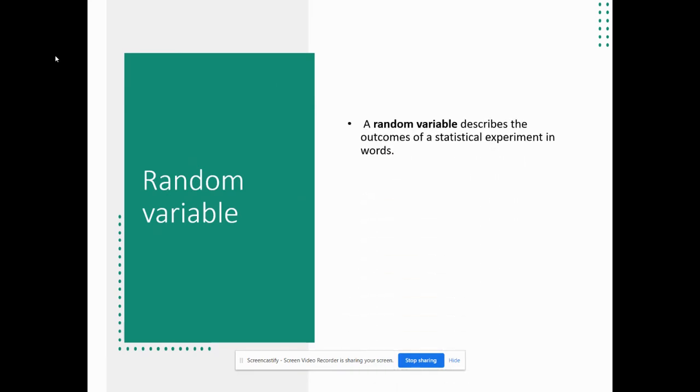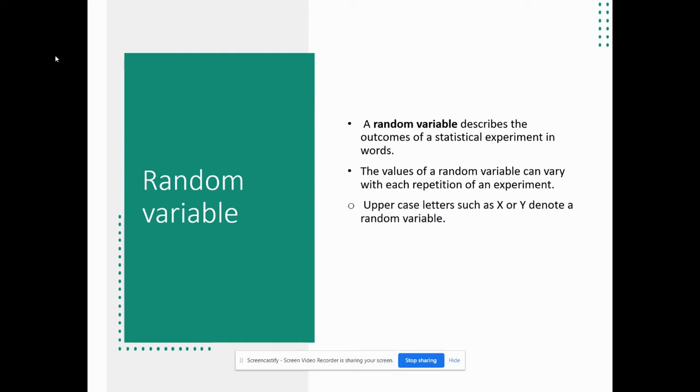A random variable describes the outcomes of a statistical experiment in words. The values of the random variable can vary from repetition of the experiment. So we're talking about rolling a dice, tossing a coin, those kinds of things. Uppercase letters such as X or Y denote a random variable, and lowercase letters like x or y denote the value of that random variable.